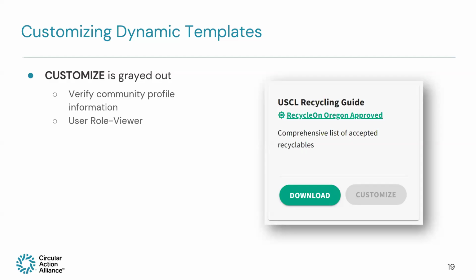You might notice that the customize button is grayed out, and this can happen for one of two reasons. First, it can happen when you haven't yet verified the required community profile information. Different types of collateral require different verifications. For a refresher on how to verify your community data, please refer to the previous E&O Portal webinar that took place on May 20th. It can also occur if the user has a viewer role for their community. Viewers do not have access to edit dynamic templates, meaning they cannot use the template editor.